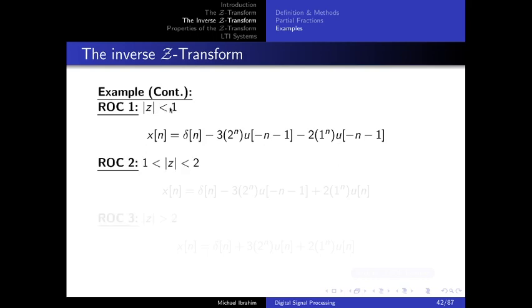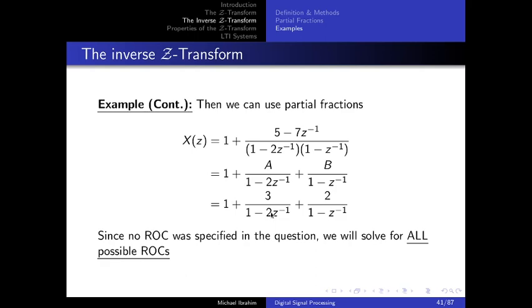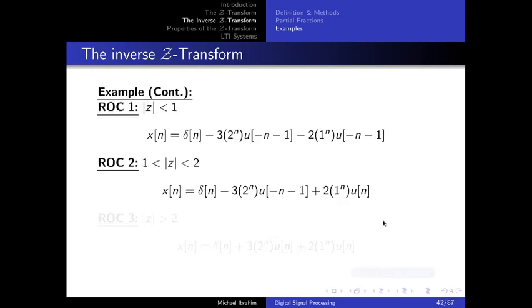The second possible region of convergence is in between the two circles whose radii are 1 and 2. In this case, we have a two-sided sequence. So if you go back here, and consider the ROC in between the two circles. For the pole located at 2, the ROC is going inward. So the term in the time domain should be 2 to the power n, u of minus n minus 1. Whereas for this pole located at 1, the ROC is going outward. So the term should be 1 to the power n, u of n. So here, 1 to the power n, u of n and 2 to the power n, u of minus n minus 1. And delta of n is the same.